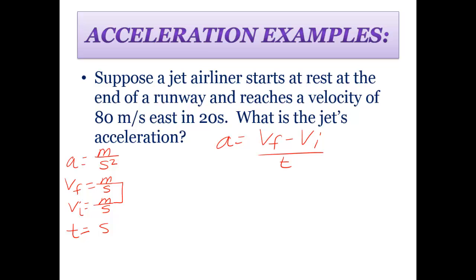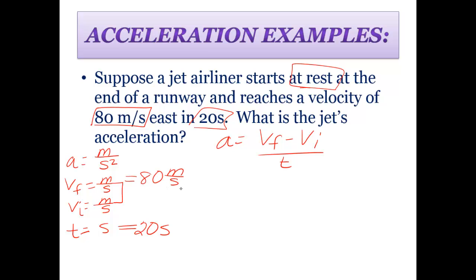So let's see. Suppose a jet airliner starts at rest, that's kind of a key word there, at the end of a runway and reaches a velocity of 80 meters per second in 20 seconds. What is the jet's acceleration? The big thing I can already put is 20 seconds. We know that the time is 20 seconds. That's easy. Now, they give us 80 meters per second. It says it reaches this velocity, which means it ends at that velocity. So our VF is 80.